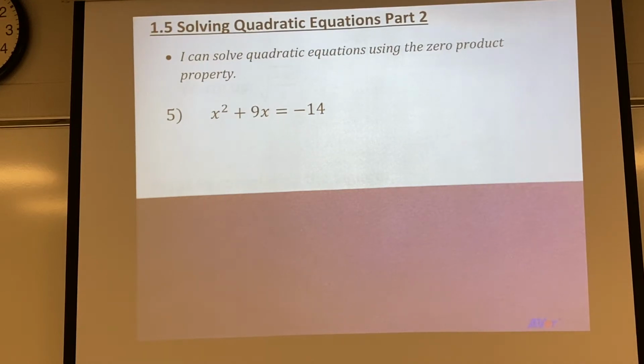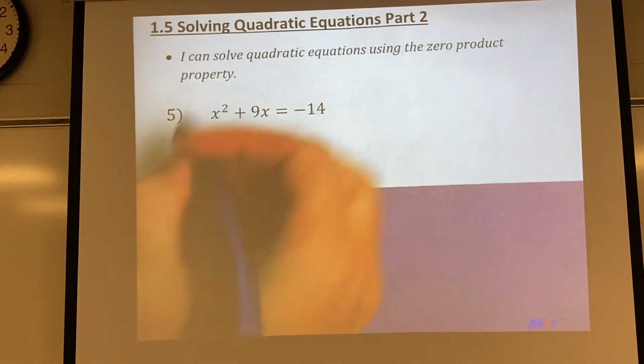So this is the second part of 1.5 where we are factoring to solve quadratic equations. So we're going to keep on with that trend. So again, here we have a trinomial that we're going to want to factor so that we can solve using the zero product property. But before we can factor, we have to have all of our terms on one side, and your equation has to be equal to 0.